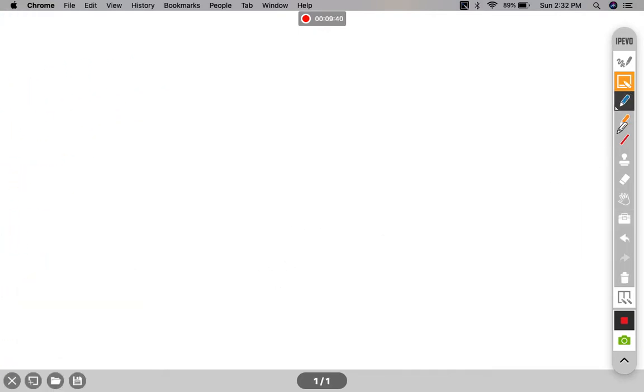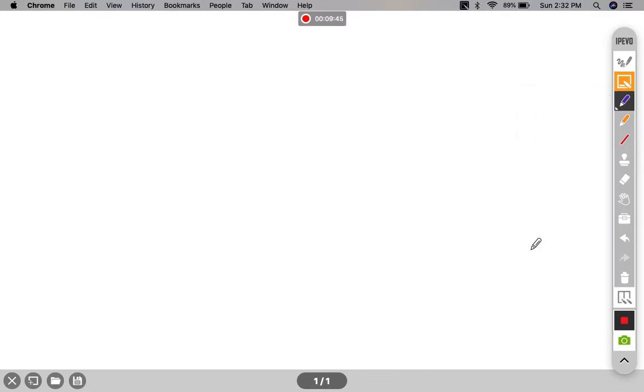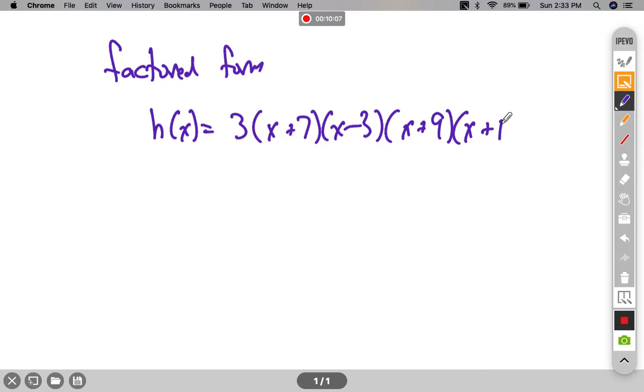When you are in factored form, we have to do a little bit more work. h of x equals 3 times x plus 7 times x minus 3 times x plus 9 times x plus 1. So its nicest case with factored form is each factor is a 1x plus or minus a number.